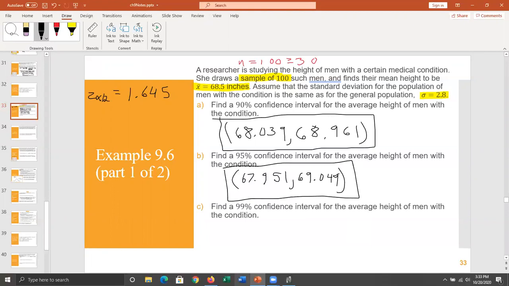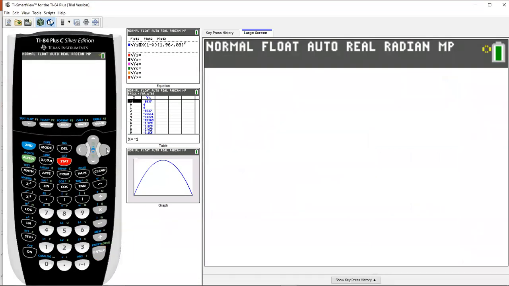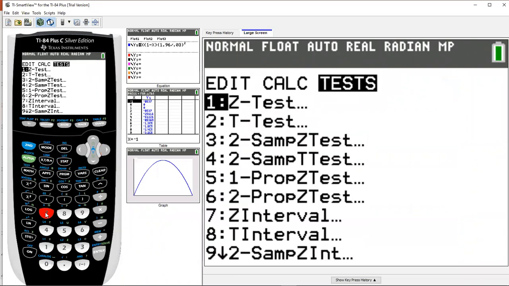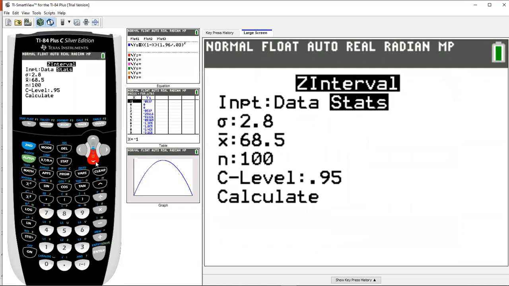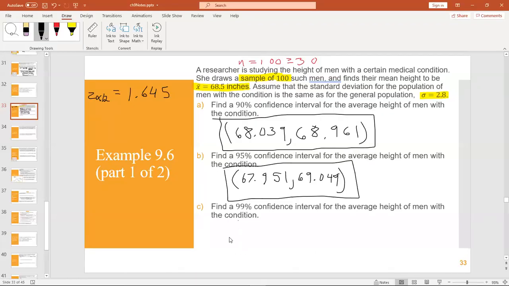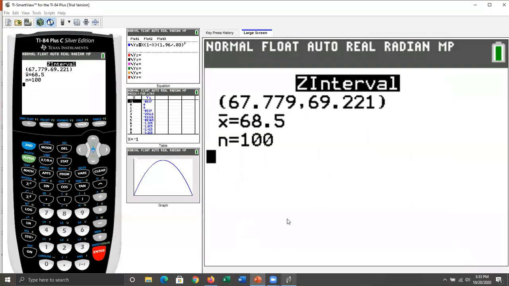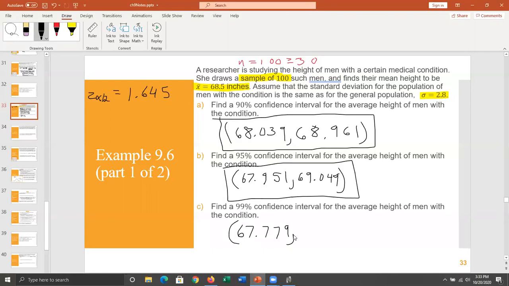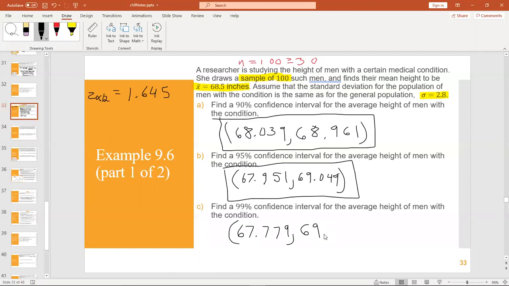And then we're going to do it one more time, this time bumping it up to a 99% confidence interval, or confidence level, I suppose I should say, 0.99. So the low end is 67.779, and the high end is 69.221. All right, there we go.